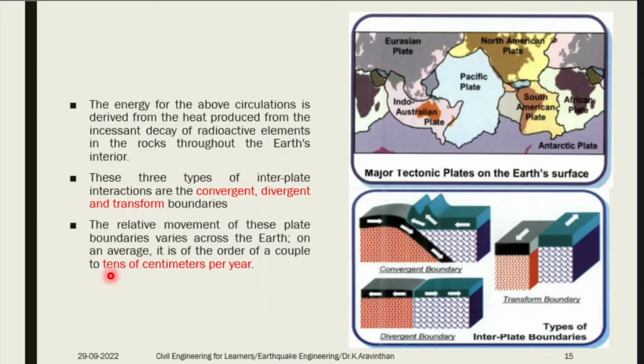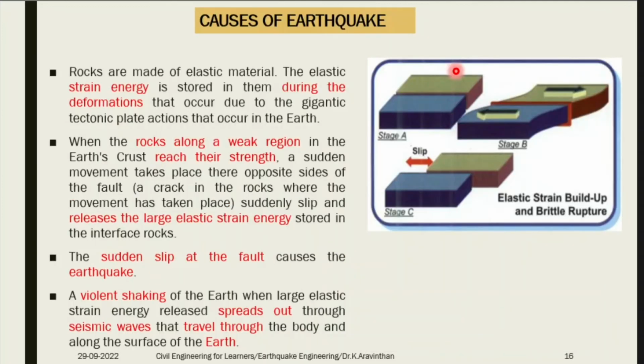The relative movement can be on the order of 2 to 10 centimeters per year. When two continental plates are in the same position, this is known as stage A. And stage B is where there is a movement between the two plates, and here it is taken as transform movement. So due to the movement between two plates, what happens? There is going to be a shear between these two plates.